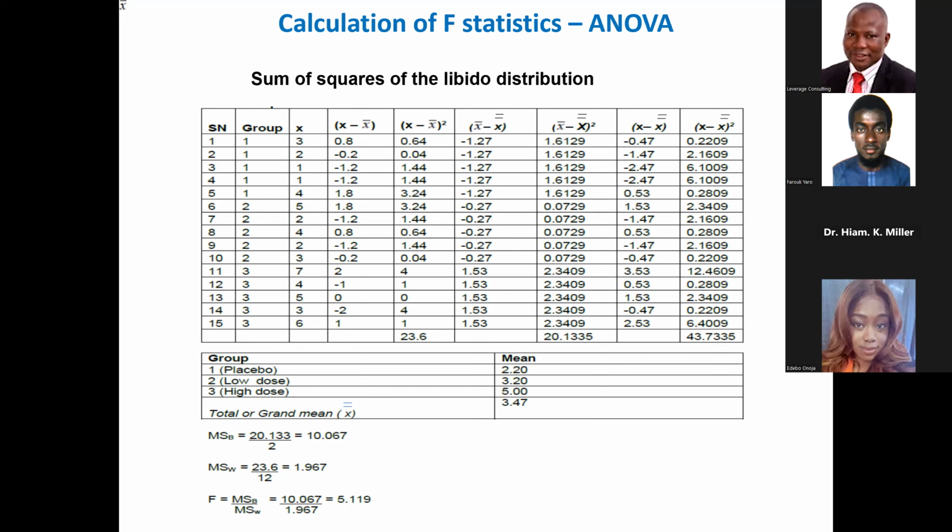Then for group 3, from number 11 to 15, the mean of the group is 5. You remove it from those values there, which is 7, 4, 5, 3, 6. That gives you this value. Of course, if you add it together, it will be 0. So if you square the value, that's what we call sum of square within the group. We did it by removing the mean of each group from the group value: sum of square within the group.